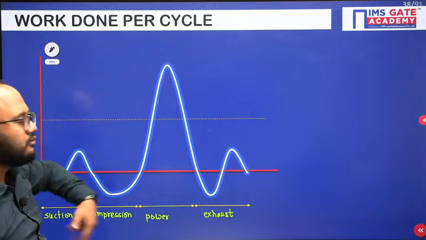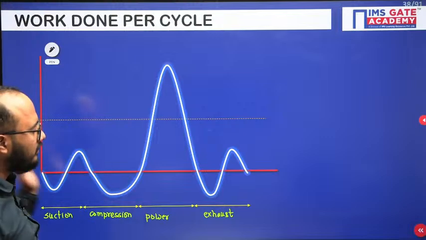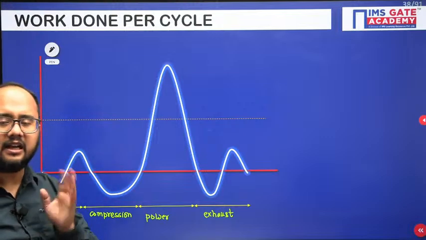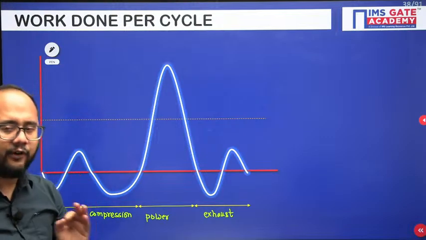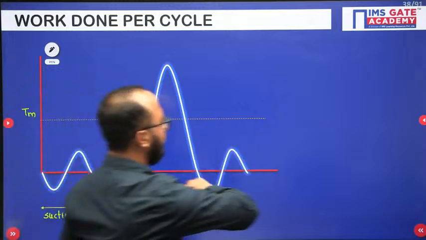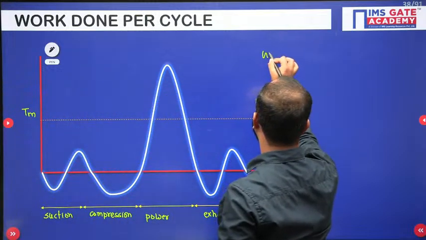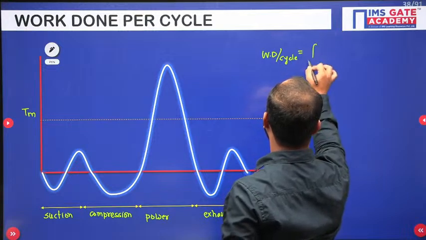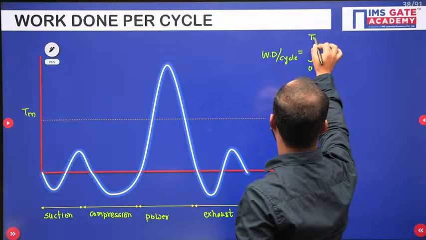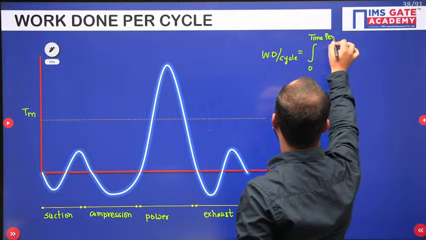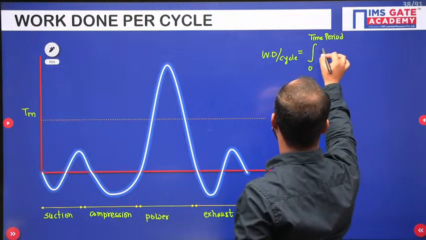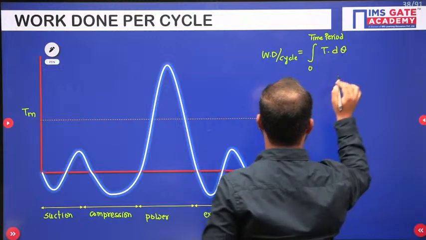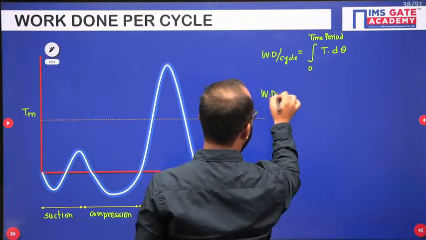So that is for the 4-stroke, but it is not necessary that they will always give a 4-stroke. They can give any random cycle also. So some basic fundamental formulas we should remember. If I have to write work done per cycle, it will be the integration of T d theta from 0 to time period. Time period is that point after which the cycle gets repeated.